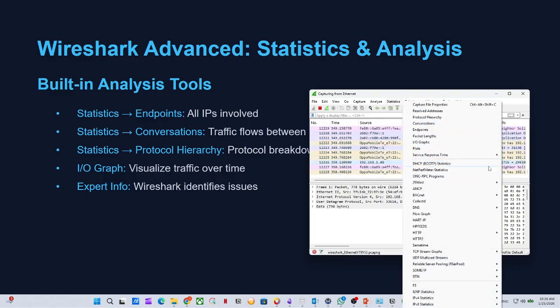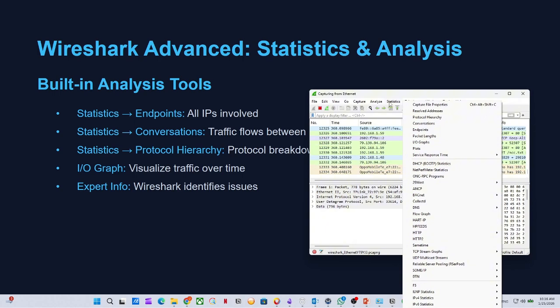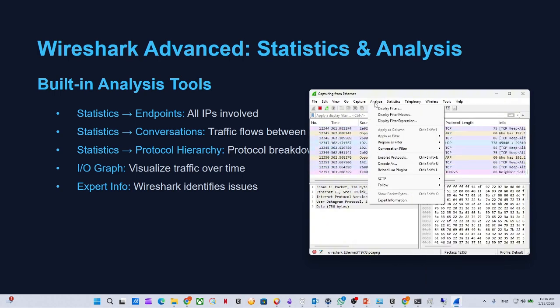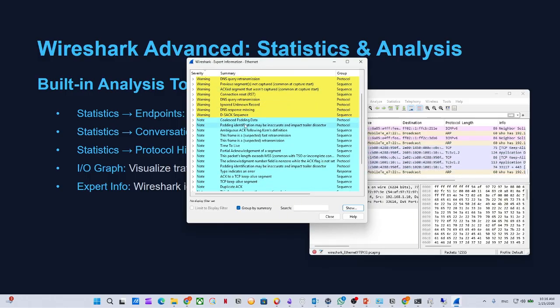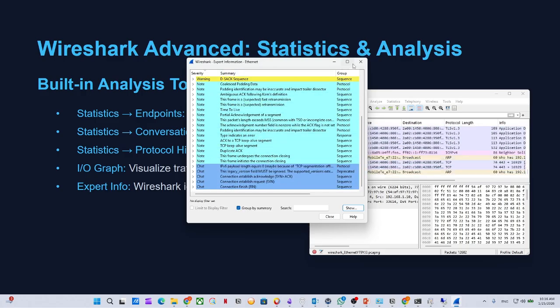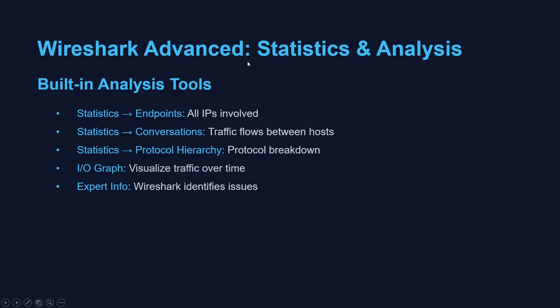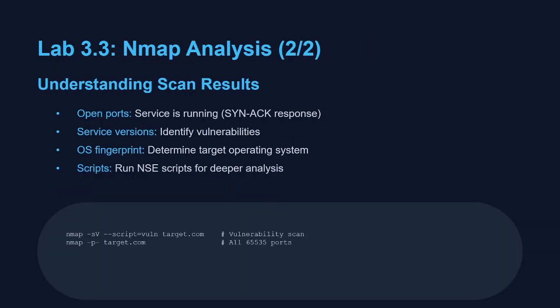Expert info: Wireshark identifies issues. Let's go to statistics, then expert info. Yes, expert information. This is what Wireshark detected, like notes, DNS queries, transmission errors. Just keep this in mind. This is actually advanced for you for now, so just go ahead and go through the next topic.